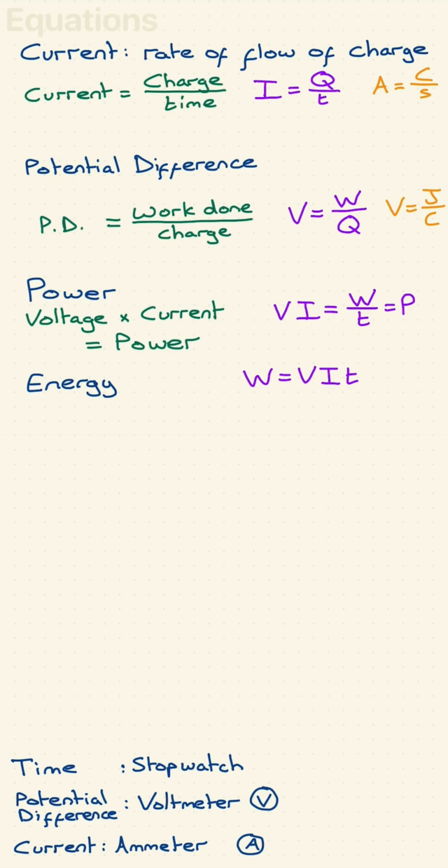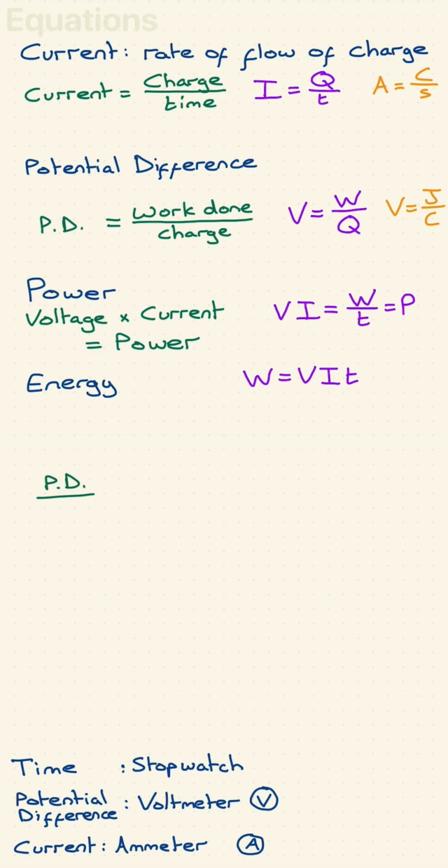These two, P equals IV and W equals VIT, are what I call derived equations. If you are asked to define power, you can't define it using P equals IV. No, that's not the definition, so this equation is simply a very useful derived equation. What else can we do?